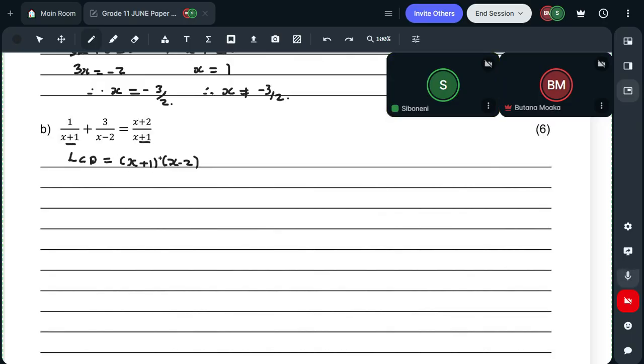From there, you need to take this LCD and multiply each term with the LCD. Two seconds, I'm listening. Are you saying something? Sivo, you're still with me? Can you please give me 2 seconds? I'm coming back. Okay.